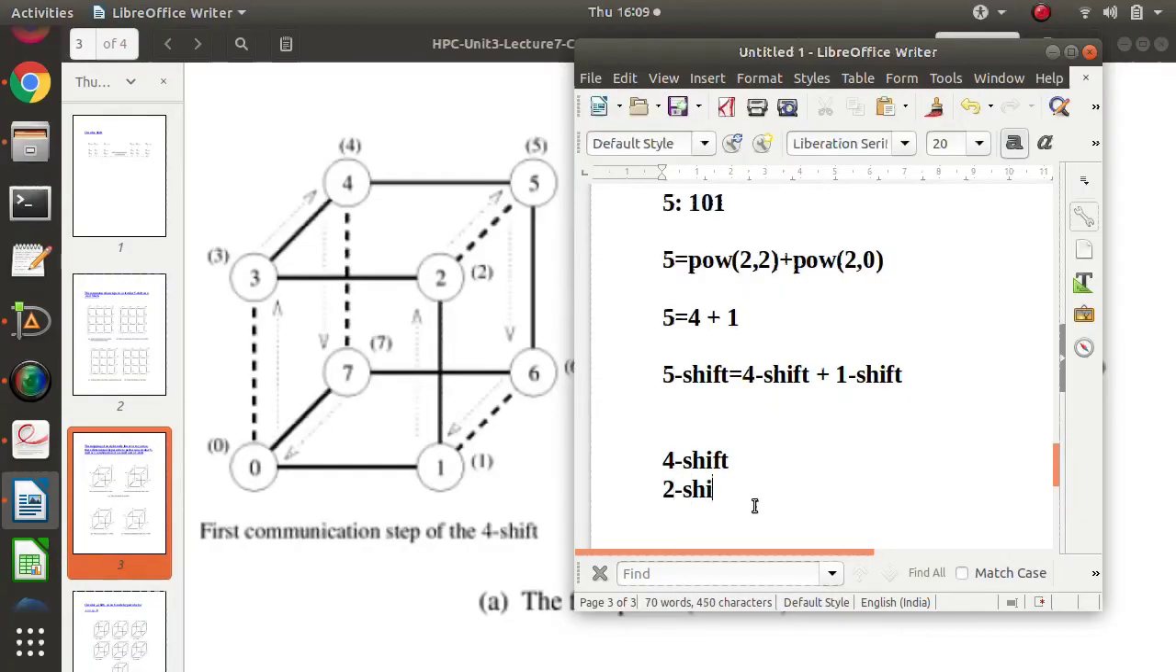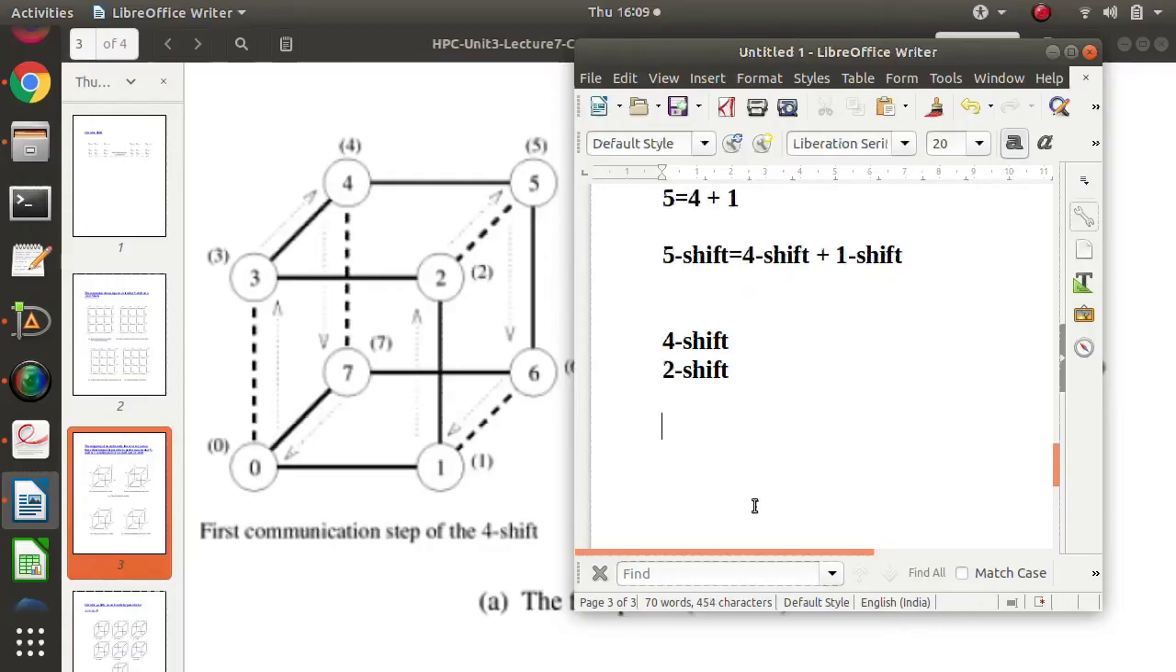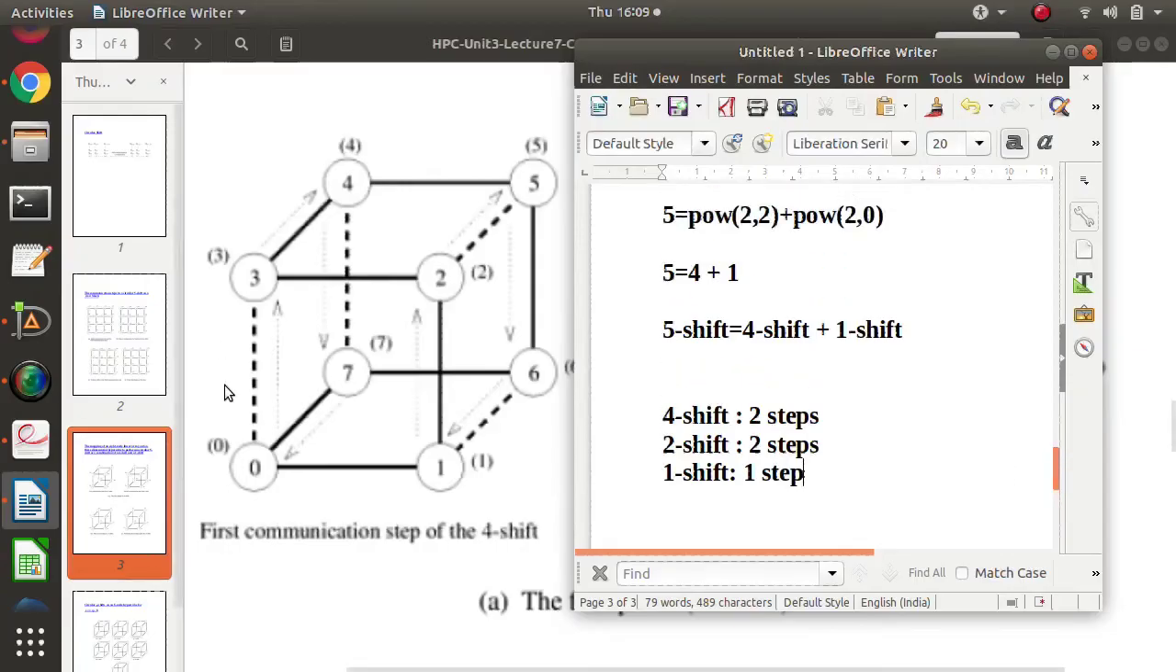2 shift, they have only 2 steps. So a 4 shift will require 2 steps. Even a 2 shift also requires 2 steps, and a 1 shift. So the 1 shift is straightforward. A 1 shift means it requires only one step. One step. So this is the advantage of having the hypercube structure.